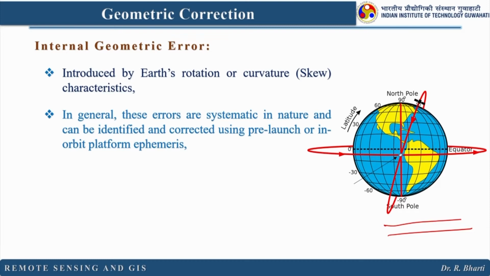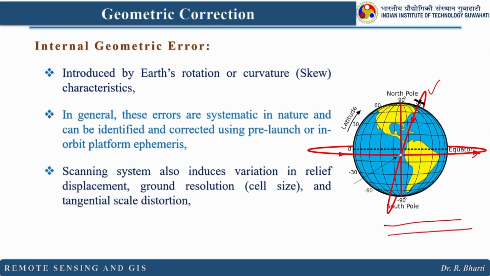Like here, basically you know the rate of this movement, and the rate of movement of your satellite. So, if there is a change, then you can easily predict or estimate that. Scanning system also induces variation in relief displacement, ground resolution and tangential scale distortion.